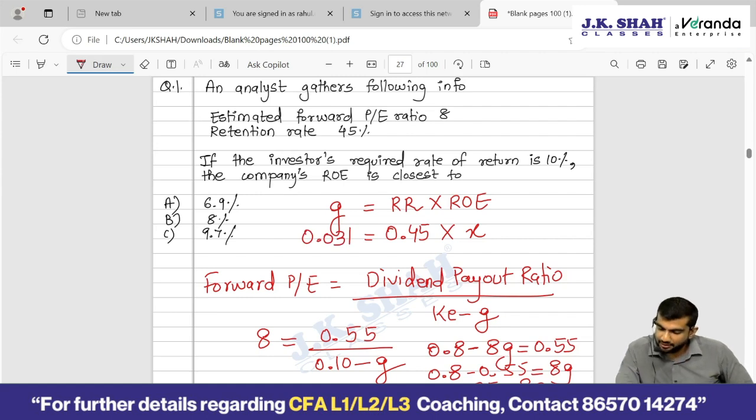0.031. Now ROE will be what? 0.031 divided by 0.45 is how much? 0.069, which is 6.9%, option A. Clear? Okay. Can I proceed?